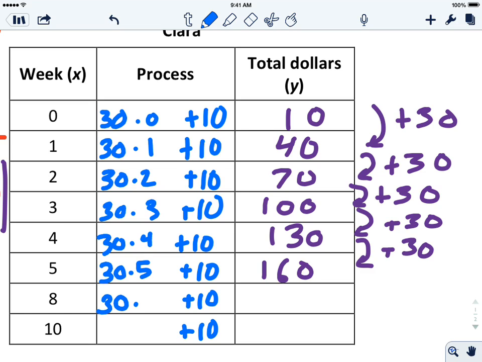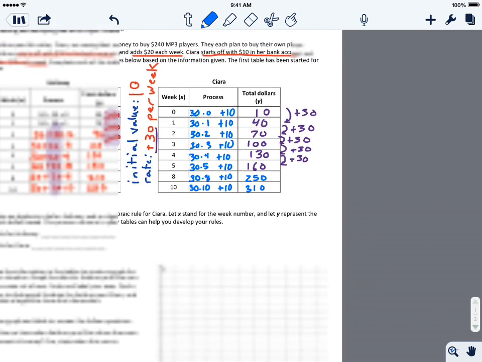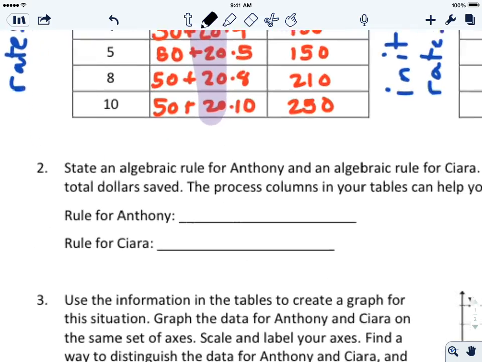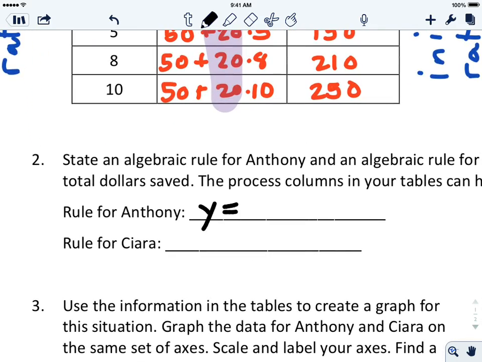So I think I feel pretty comfortable in extending the rule. 30 times 8 is 240, plus 10 is 250. And then 30 times 10 is 300, plus 10 is 310. So there we go. We've got our tables filled out. Now they're going to ask us to write a rule, I would bet. And you're definitely going to have to write some rules like this tomorrow.